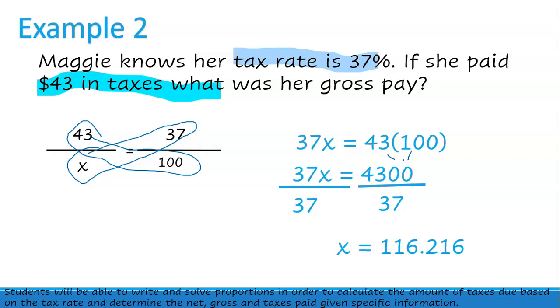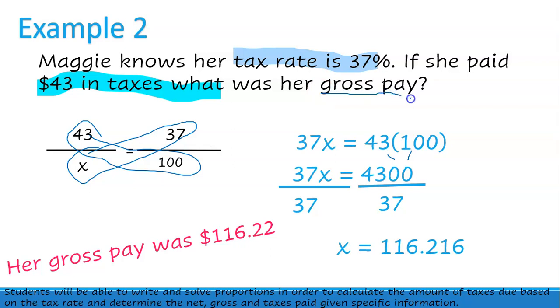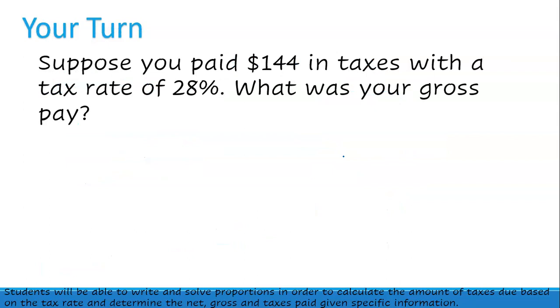So we're rounding. We want dollars. Dollars means we have two decimal places. So we have $116.22. And this is when we were trying to find her gross pay. So you pause the video and try the next one.